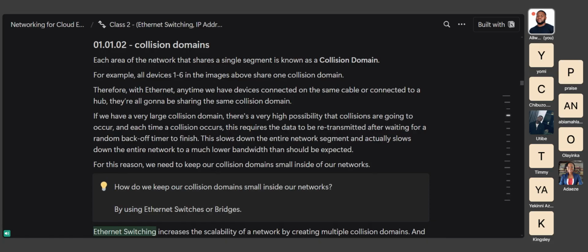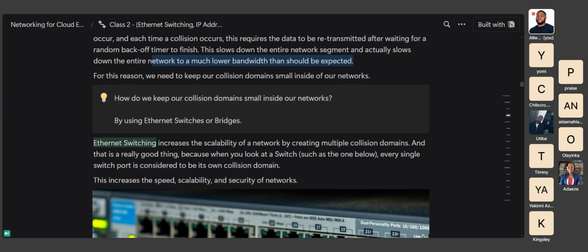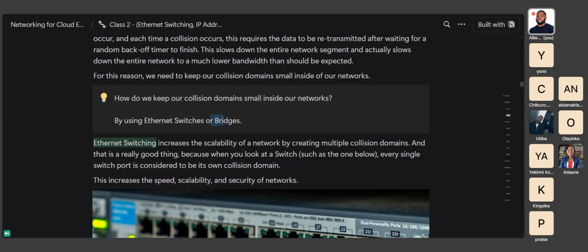So if we have a very large collision domain, there's a very high possibility that collisions are going to occur, and each time a collision occurs, this requires the data to be retransmitted after waiting for a random backup timer to finish. And this slows down the entire network segment, and actually slows down the entire network to a much lower bandwidth than should be expected as well. So for this reason, we need to keep our collision domains small inside our networks, right? But how do we do that though? How do we keep our collision domains small inside our networks? We do that by using Ethernet switches or bridges.